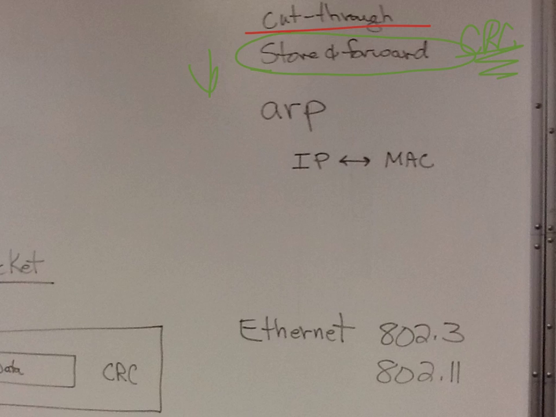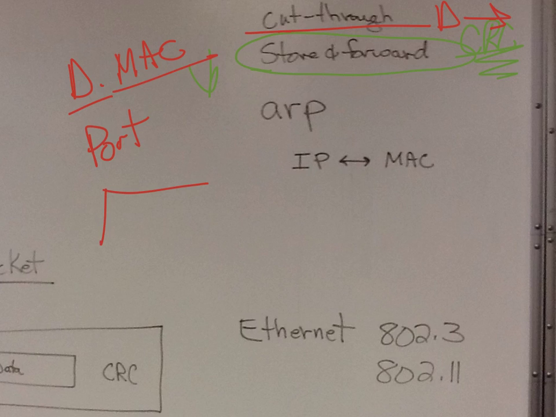Cut through, we can just look at that destination address. Once we see it, we can start forwarding it out of the port. When we look at a destination MAC address, that'll tell us which port in the device to send it out of. So, for example, in a switch, when there's a PC here, this port right here has this PC's MAC address. So when information comes into the switch, it sees that MAC address, sends it to that PC. Alright.